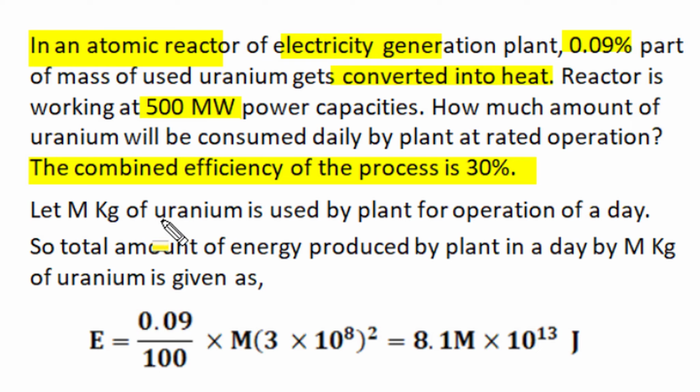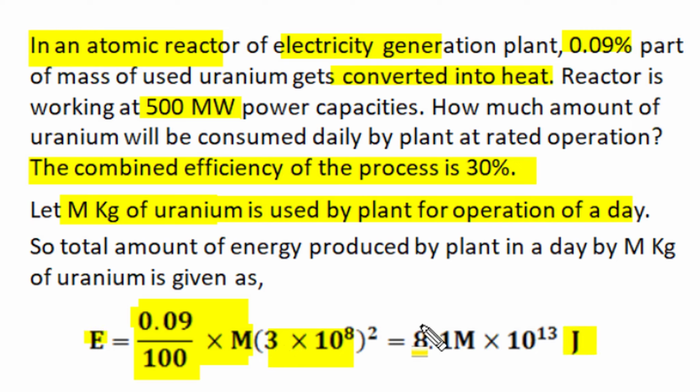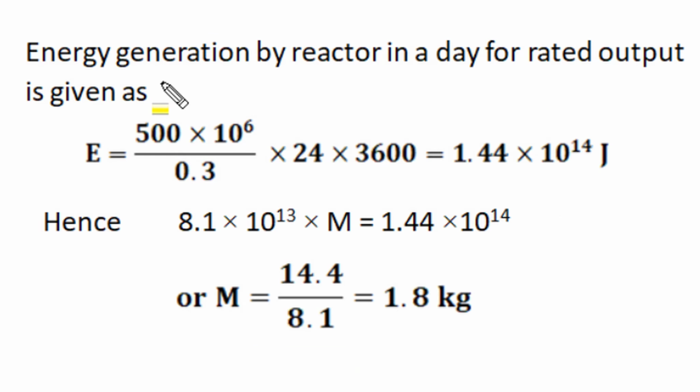Let's assume that this plant uses m kg of uranium daily for its rated operation, and since only 0.09% is converted, the percentage value 0.09% is converted into per unit by division by 100, and this much part of the total mass m in kg is multiplied with the square of light velocity, 3 into 10 to the power 8 square. This energy in joule comes as 8.1 m into 10 to the power 13 joule, where m is the mass of uranium used per day in the reactor in kg. Now the daily consumption of uranium mass m can be calculated by equivalency of power output with heat input.